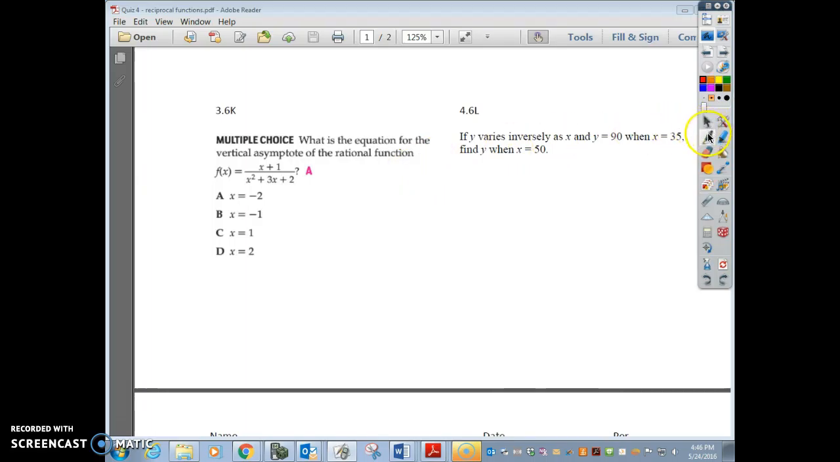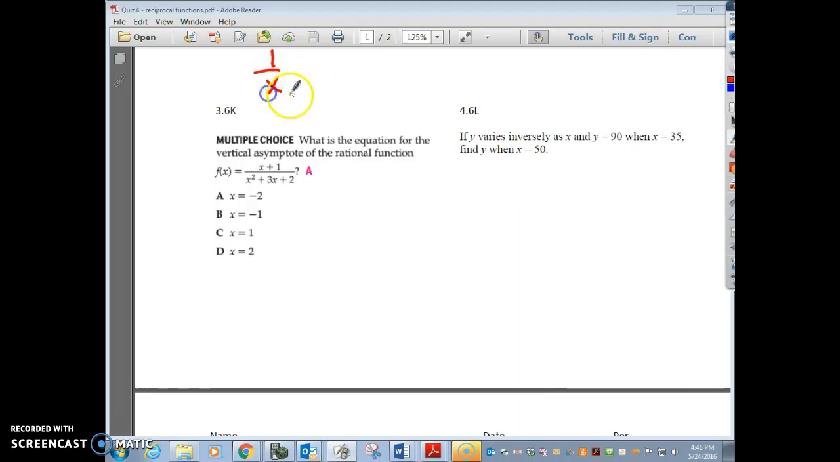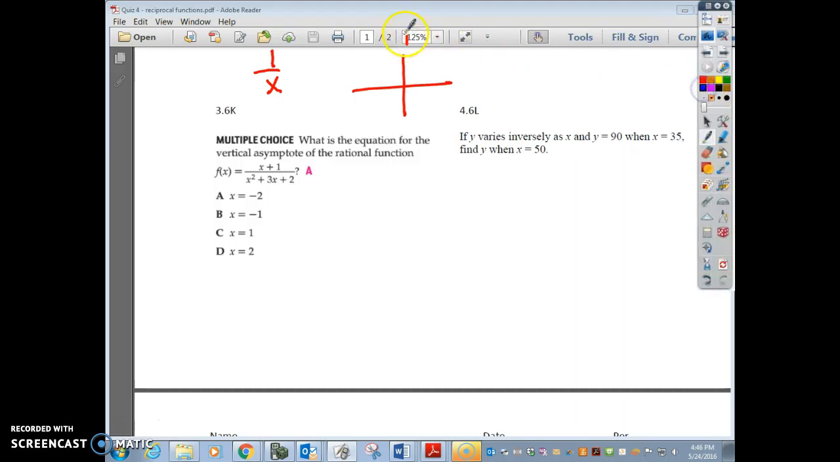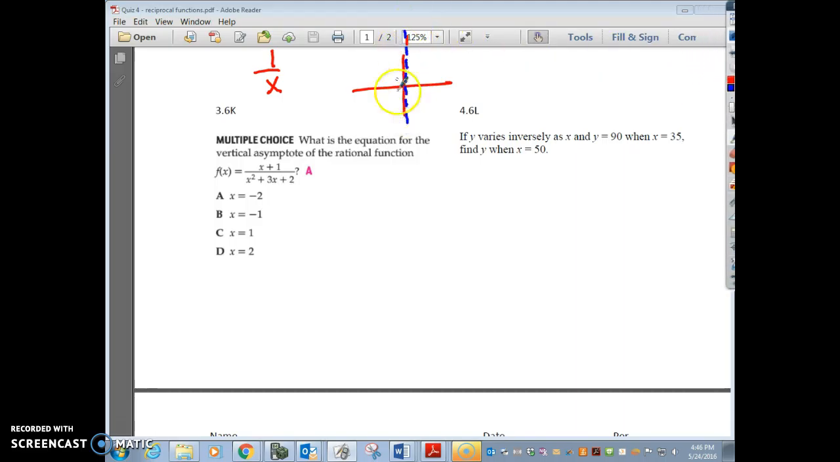So where does it come from? Well, think about 1 over x. Whenever we had 1 over x, I cannot divide by 0. So guess what? 0 was the vertical asymptote. The vertical asymptote comes from 0 because x cannot equal 0. The vertical asymptote, in other words, comes from when the denominator is equal to 0.